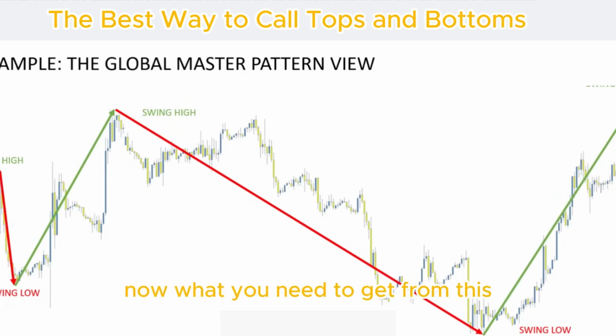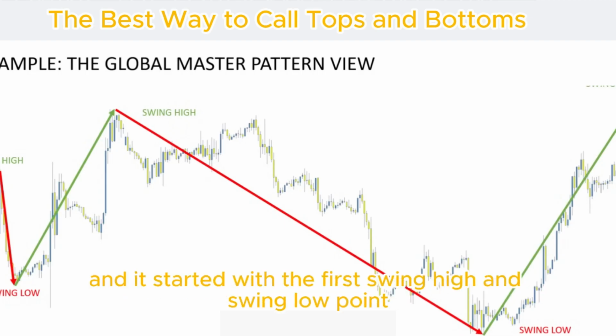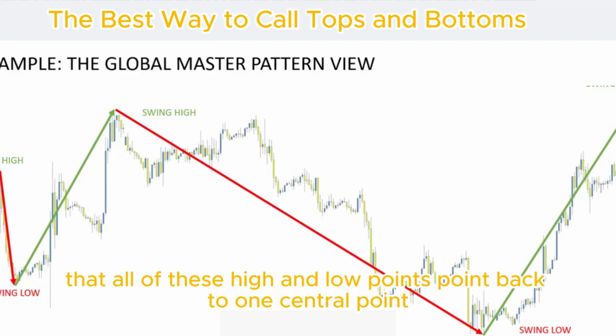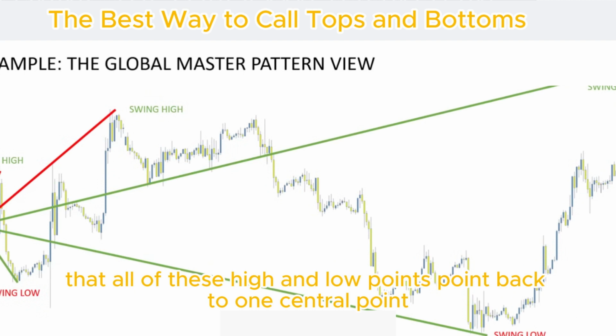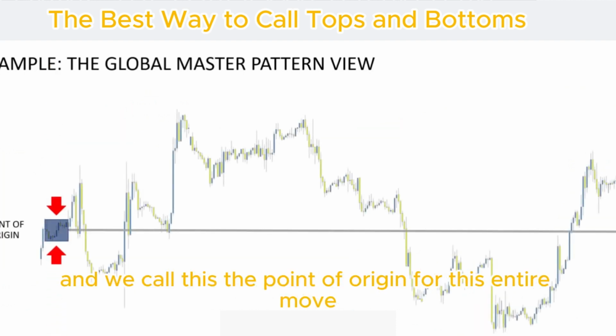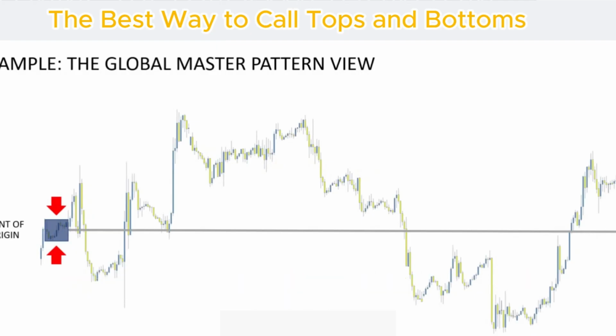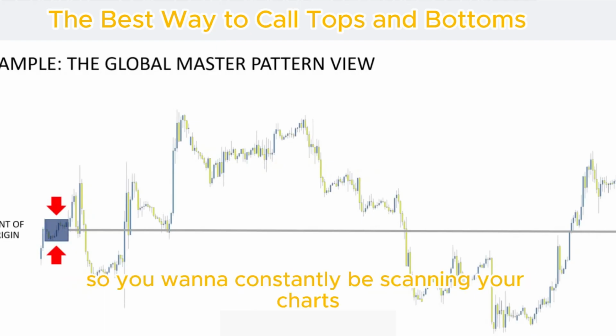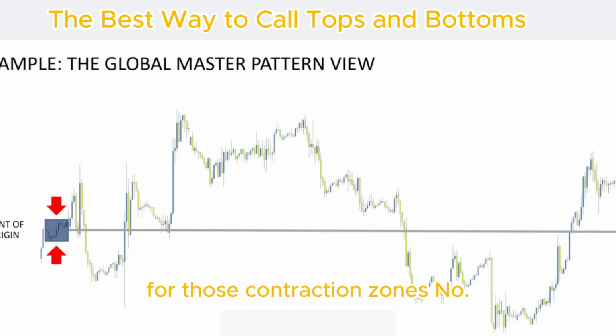Now, what you need to get from this, and it started with the first swing high and swing low point, is that all of these high and low points point back to one central point, and we call this the point of origin for this entire move. So you want to constantly be scanning your charts for those contraction zones.